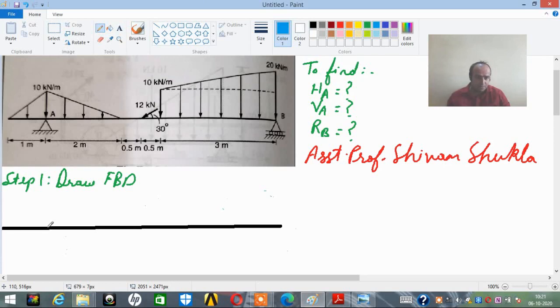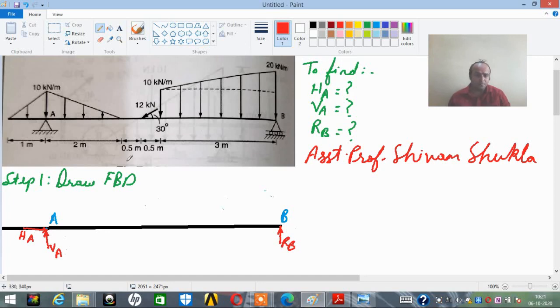So now at various points, I'll just name the points. This is point A over here. This is point B over here. Now what is HA? What is VA? One by one, let's write it. This I can mention as VA. The horizontal reaction at this point will be called HA. Now there will be only a normal reaction called RB over here.